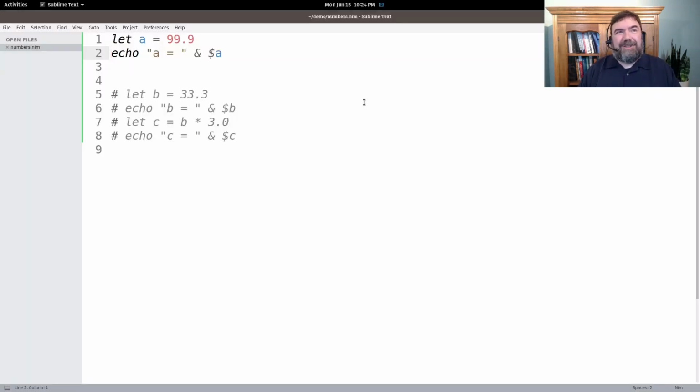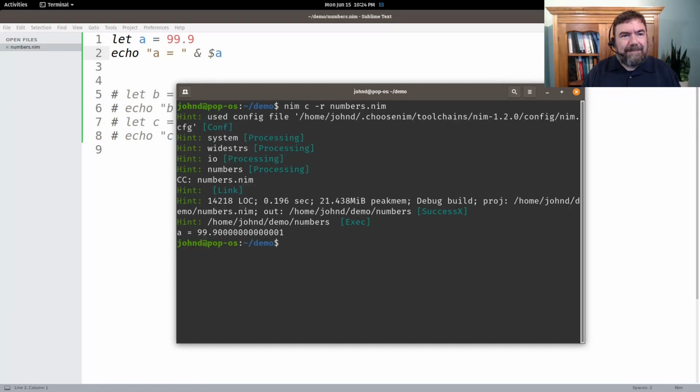Okay, let's start by simply showing the 99.9 example. Let's run this. Here it is. A equals 99.9 and then all these zeros and 1. It's simply a rounding error as you convert from one numbering system to another.